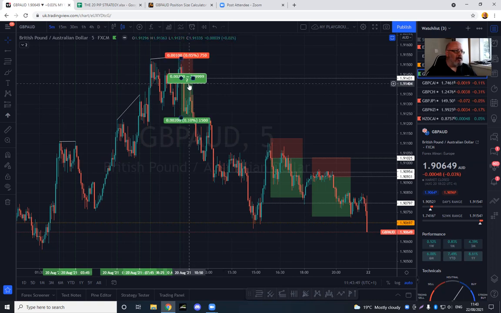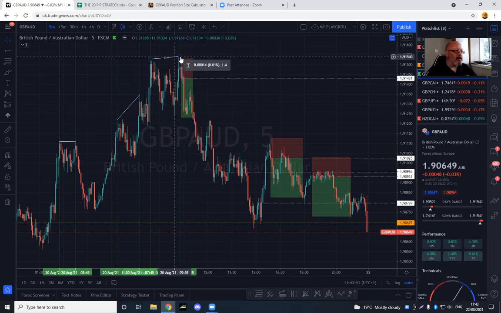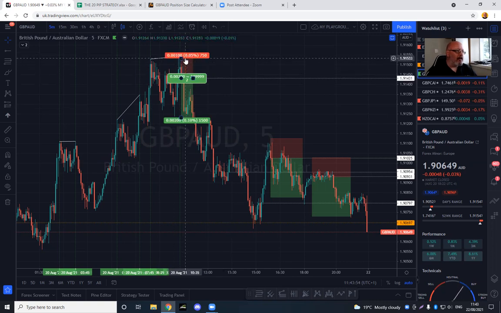So the risk is 10 pips. As you can see, up on this red line here, it says 0.00100, and that's actually 10 pips. And down the bottom here, it says 0.00200, so that's in that area there. And then we've got a 2 here. So that means the risk to reward ratio is 1 to 2. So I'm risking £1 to win £2.